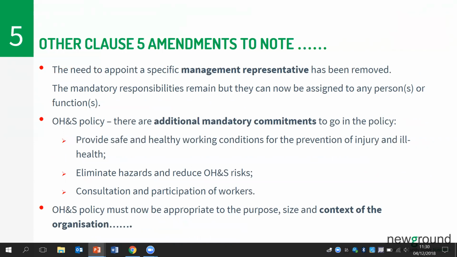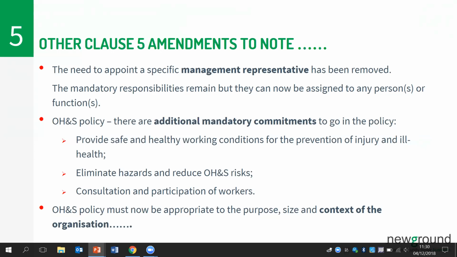Some other Clause 5 amendments just to quickly note that I wanted to draw your attention to. The first is with regard to roles and responsibilities. There is now no longer a mandatory requirement to appoint a specific management representative. The mandatory responsibilities do still remain, however, that used to be assigned to the management rep, which are ensuring that the management system conforms to the requirements of the standards and reporting on the performance of the system to top management. But you can now assign these to any person or function. It doesn't have to be a specific management representative.